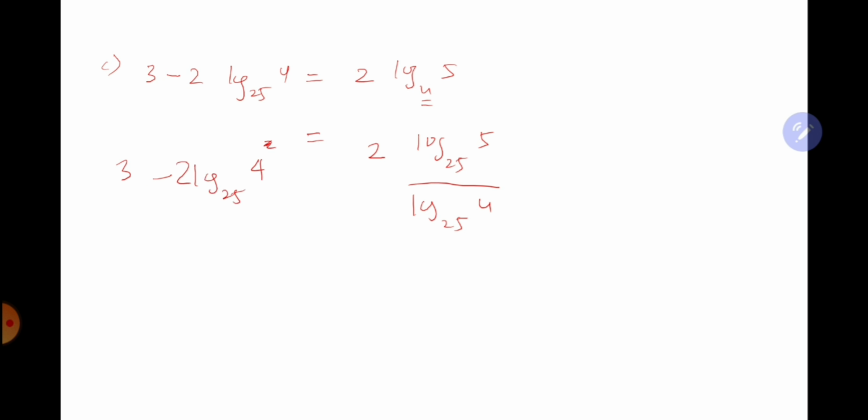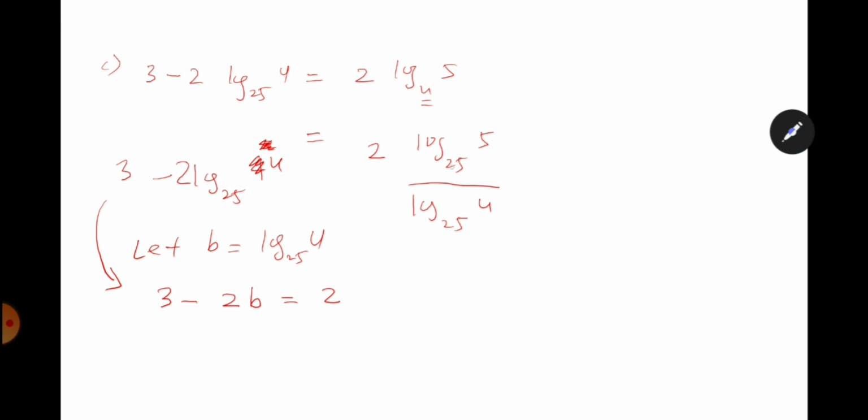Yang ni 2. Alright, so now kita ada log 25 u kan. Oh ya, yang ni u lah. We can let b lah, say as log u base 25. Okay, so we will get this as 3 minus 2b equals to 2 log 25 5 over b.